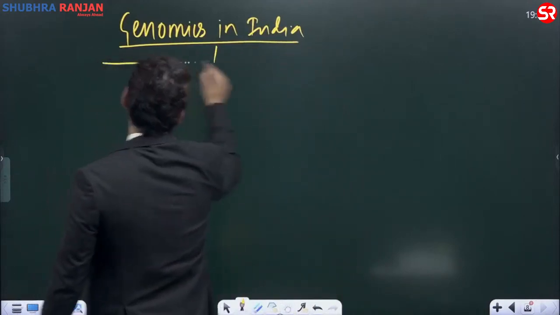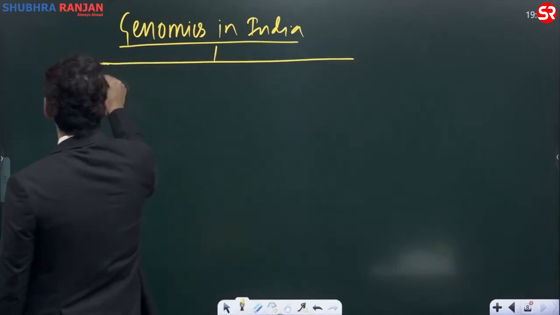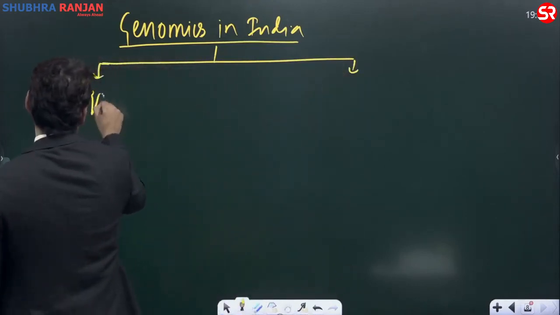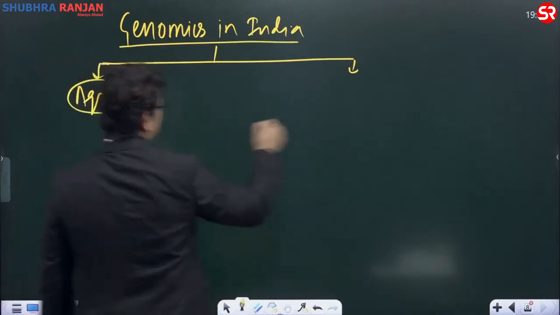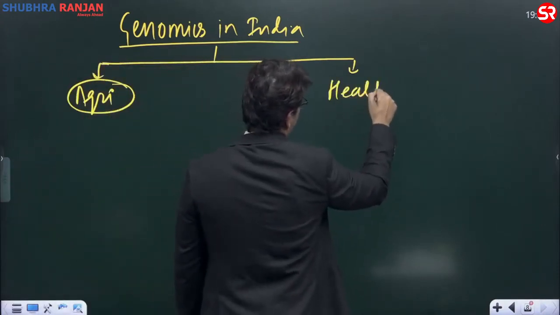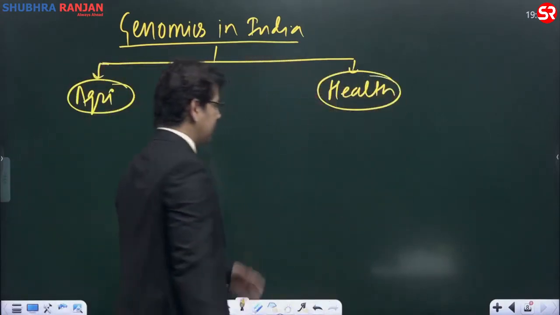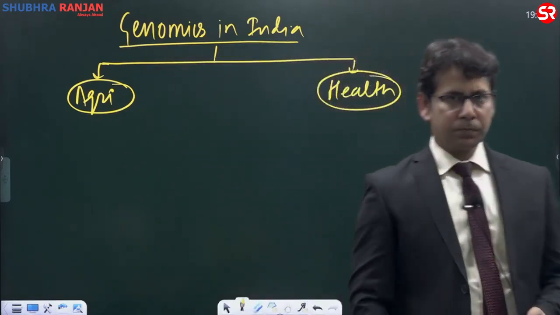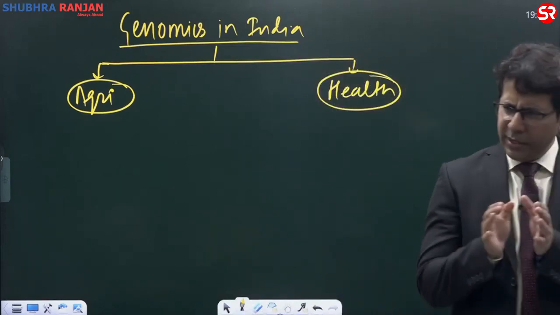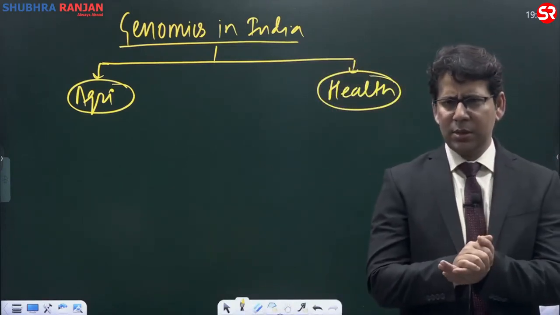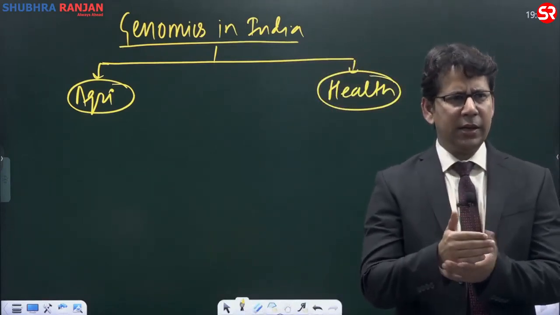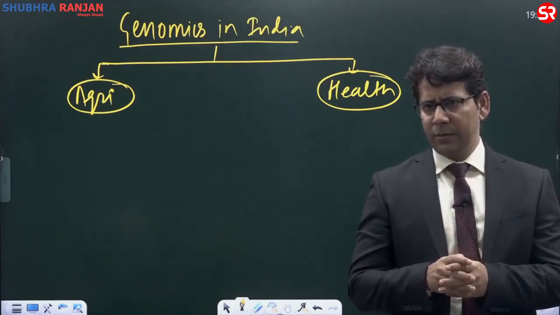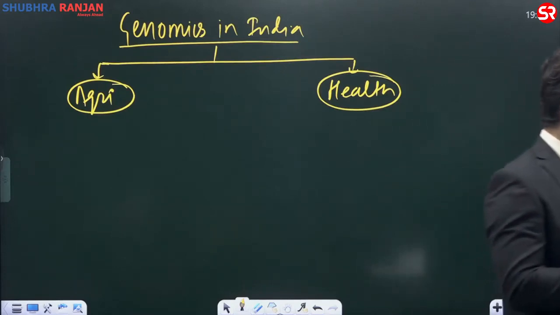और genomics in India में 2 parts. There are 2 points that we can discuss. One is health, another is agriculture. So one is agri, another one is health. That is the 2 area that we are discussing in genomics. Right? So be very clear that when they ask what is the status of genomics in India, then we have to divide it into 2 parts. है ना?